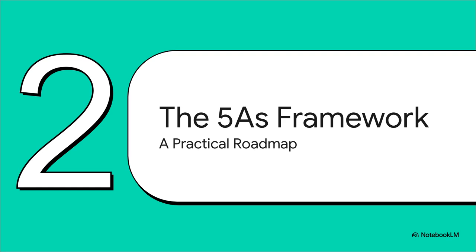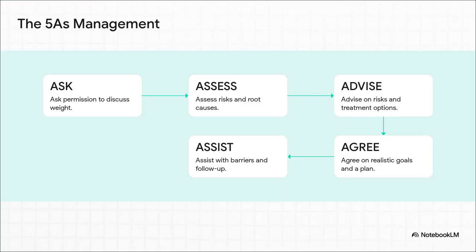Okay, so let's move to the how of our counseling. How do we structure these sensitive but totally vital conversations? Well, Obesity Canada has developed a simple yet incredibly powerful framework to guide us. And here they are, the 5 A's. This gives you a clear, patient-centered roadmap. It all starts with respect, by just asking for permission. Then it moves through assessing, advising, and agreeing on a plan together. And what's so important is that it ends with practical support, assisting the patient in overcoming barriers and making sure there's a follow-up. This is your core strategy right here.